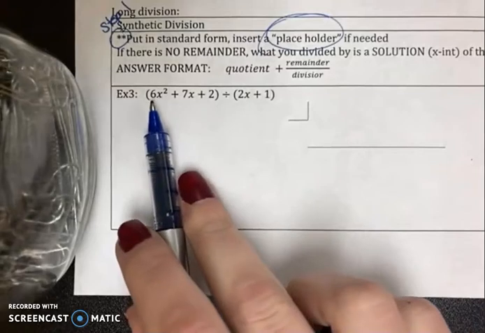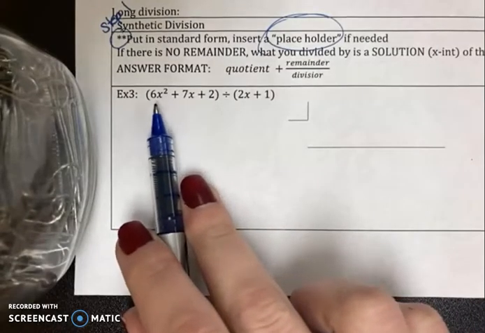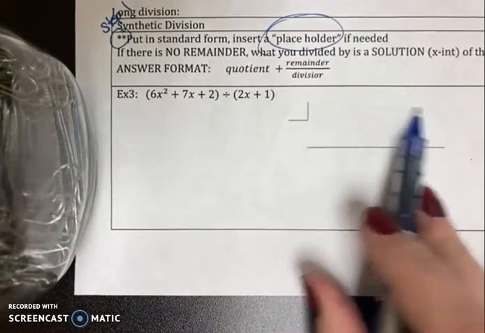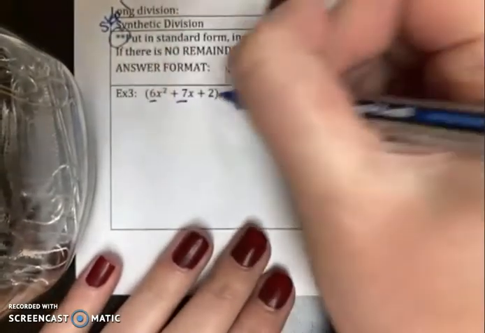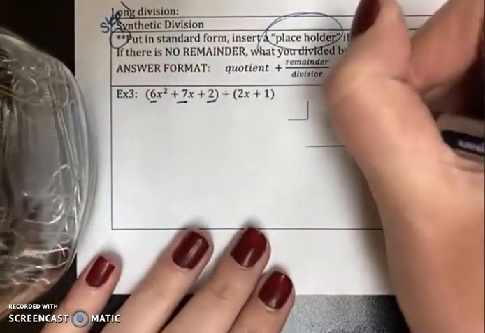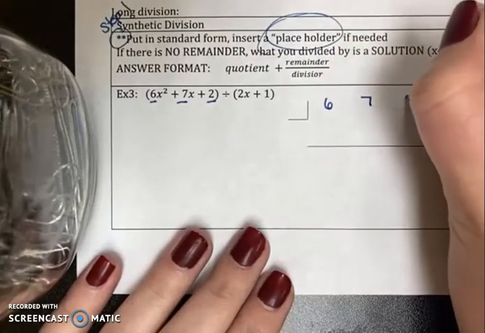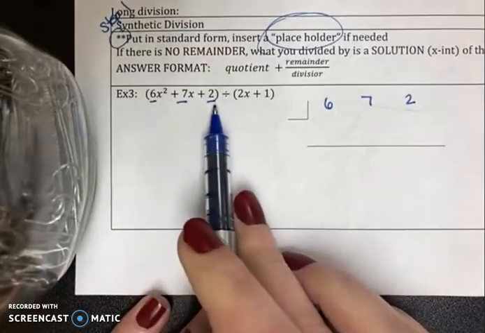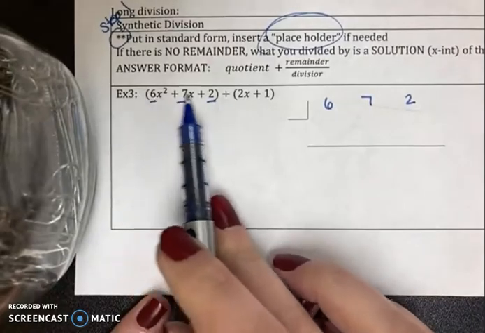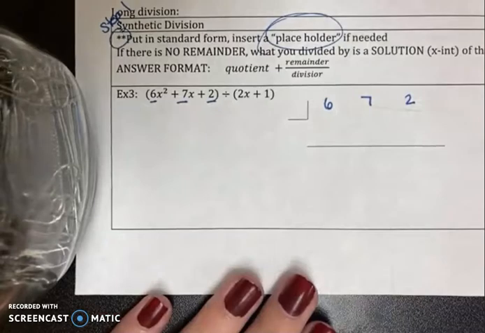We would put the coefficients of our dividend here in the first row. So my coefficients are 6, a positive 7, and a positive 2. So I'm going to put a 6, a 7, and a 2. Notice how I did not put any placeholders because it was in standard form and I was not missing any terms. There's an x squared, x, and a constant.